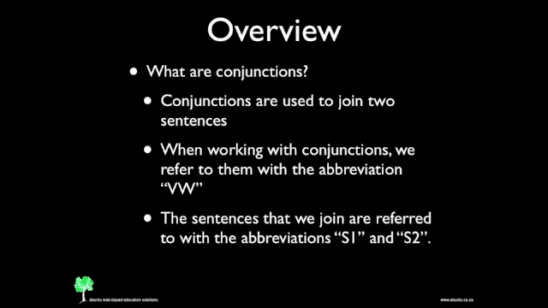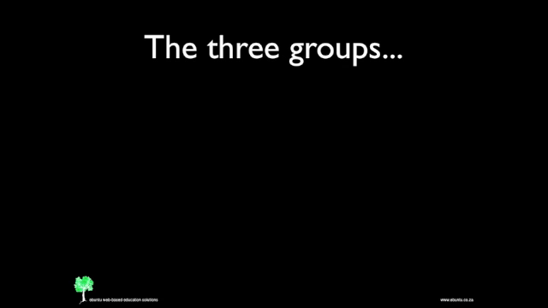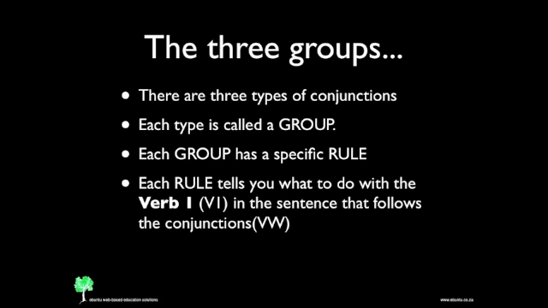The sentences that we join, I'm going to refer to them as sentence 1 and sentence 2, so S1 and S2. We're going to start off by looking at putting conjunctions between sentence 1 and sentence 2. Now, three groups. We've got three types of conjunctions. They split into three groups, and each group has a specific rule. And really all the rule tells you is where to move verb 1 of the sentence that follows the conjunction.